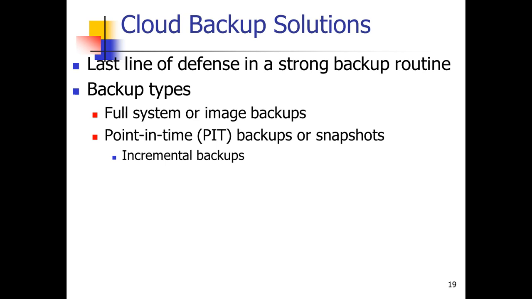These are some of the cloud backup types which we can use in our cloud. First is full system backup or image backup. Second is point in time backups or snapshots. In this, we have two different types: one is incremental, then we have differential backups. We will talk about that in detail.